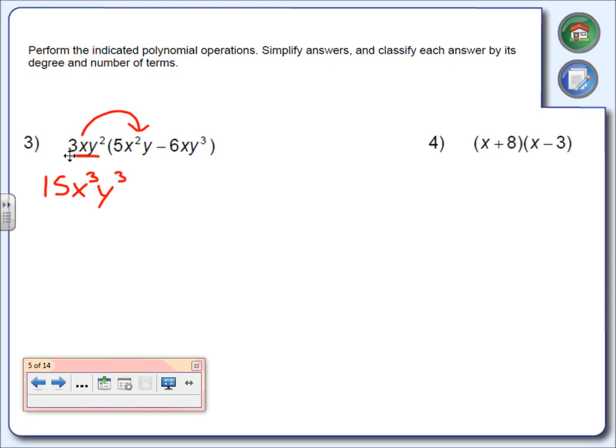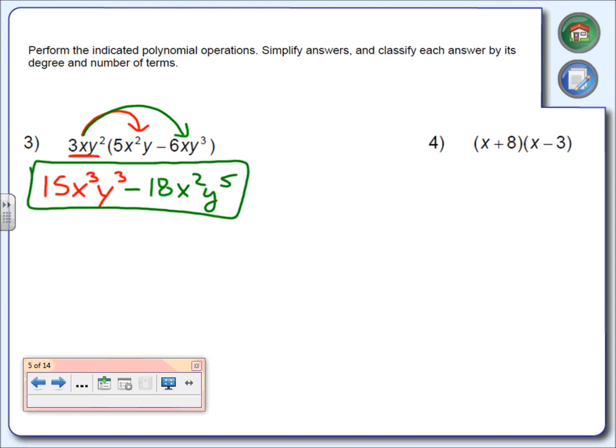Okay, now what I'm going to do is I'm going to take that negative 3xy, and this time I'm going to multiply it with the negative 6xy cubed. So 3 times a negative 6 would be a negative 18. What do you get when you multiply x times x? X squared. Y squared times y cubed is y to the 5th power. Can I combine those two terms? No. That is my answer.